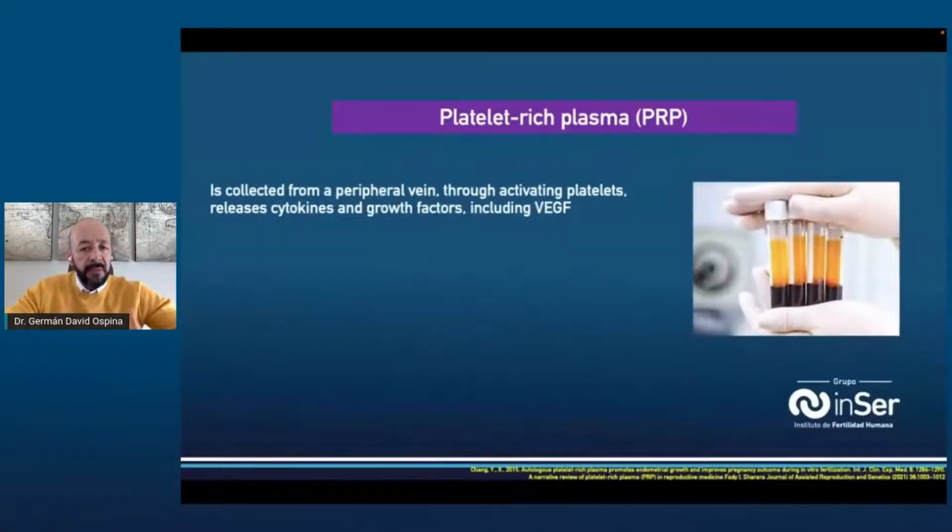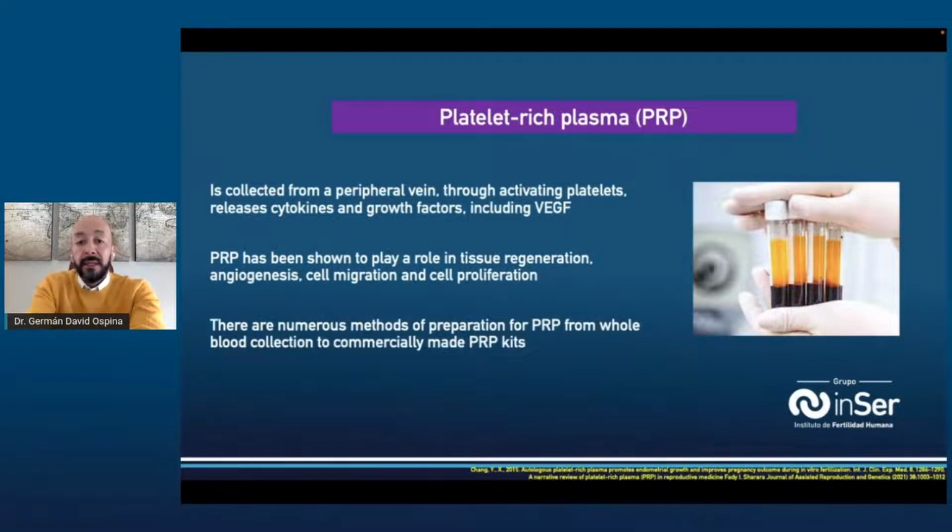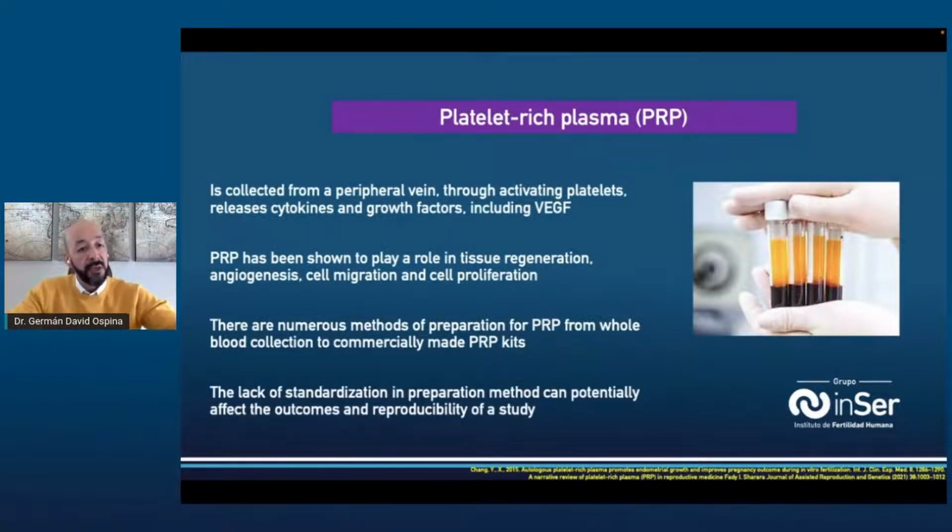Okay, there is an intervention that seems to be useful right now, and it is platelet-rich plasma. This plasma is collected from a peripheral vein, and activating the platelets releases cytokines and growth factors, including VEGF. And as you know, the VEGF could improve the growing of the endometrium. PRP has been shown to play a role in tissue regeneration, angiogenesis, cell migration, and cell proliferation. There are numerous methods of preparation for PRP, from blood collection to commercial kits, and maybe this is the problem that we have in this intervention, because there is a lack of standardization in the technique of preparation of this plasma, and maybe that affects the outcomes and the reproducibility of the studies in the analysis.